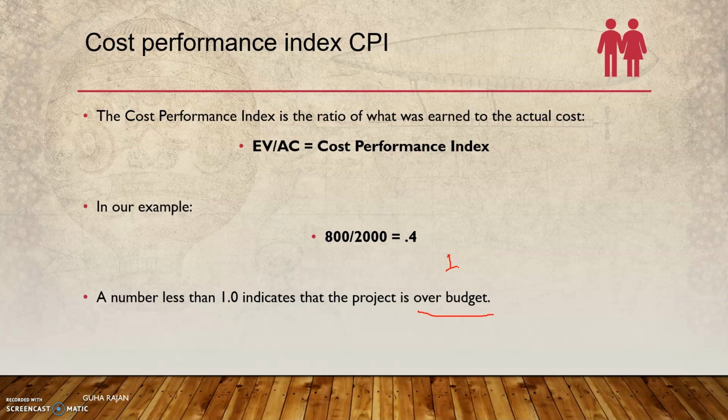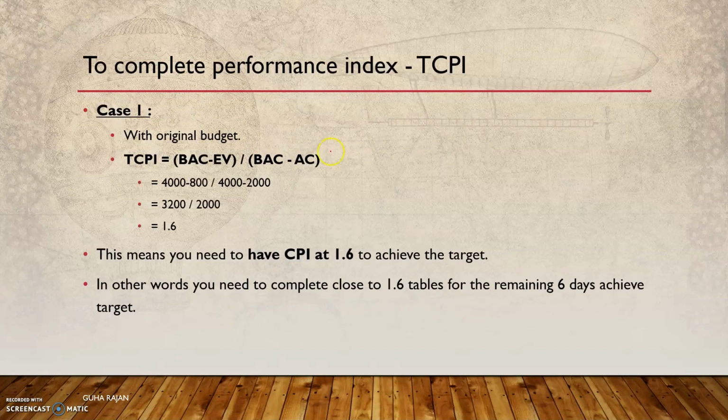The same is the case with the schedule performance index of 1, meaning that you are on schedule. In this case, you are behind schedule and spending over budget. So you need to do something to bring it back on track. That is where the to-complete performance index, TCPI, will be useful. For example, this is the formula: budget at completion minus EV, divided by budget at completion minus AC. If you substitute these values, it becomes 1.6.